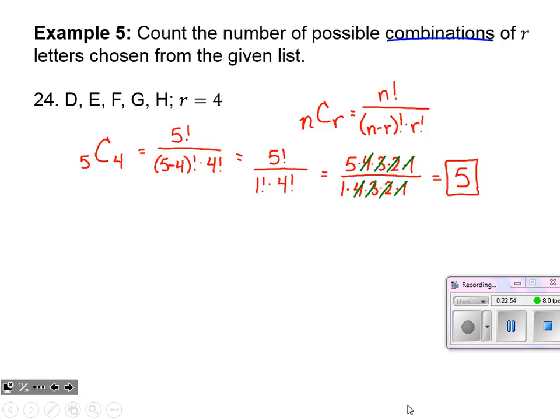Well, Mr. Hartz, that seems like a really small number. If we've got 5 letters and we're choosing 4 of them, why is that 5? Well, if I'm trying to find out how many ways I could choose 4 of the letters, it's the same as saying, how many ways could I leave one of those letters behind? So if I were to grab D, E, F, and G, I'm choosing 4, but I'm leaving the H behind. I could also grab D, E, F, H and leave the G behind. So really, the 5 possibilities are that I could grab 4 letters, leaving one of those original ones behind each time.